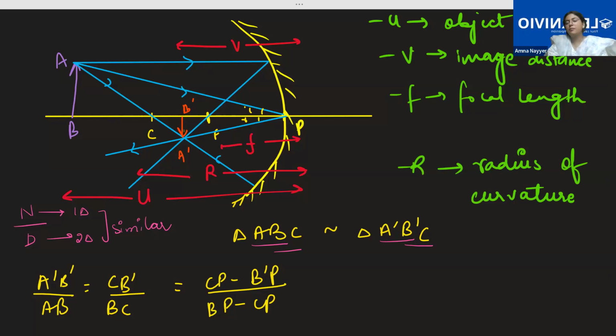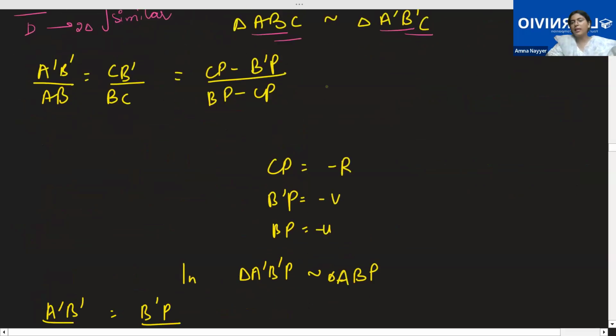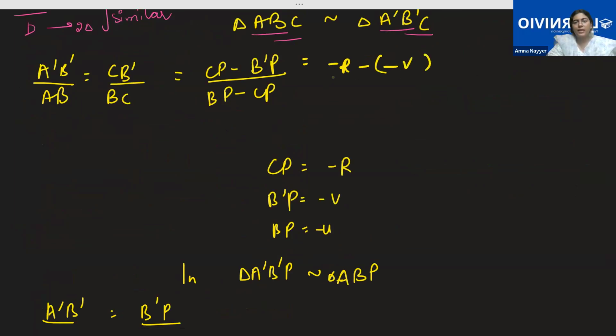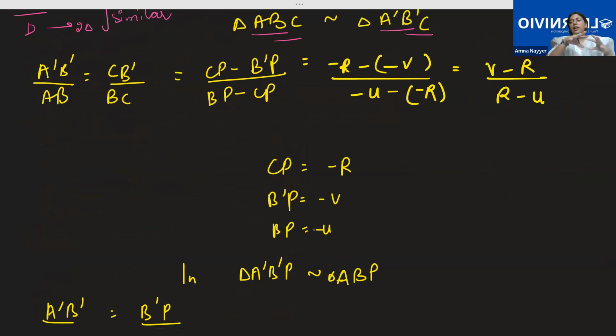And this is in terms of something known. These are the values that we discussed. It's just that we need to put in the sign convention. So minus R minus minus V divided by minus U minus of R. We can say this will be equal to minus minus plus. So V minus R over R minus U. Till here, for this triangle, am I clear to everyone?